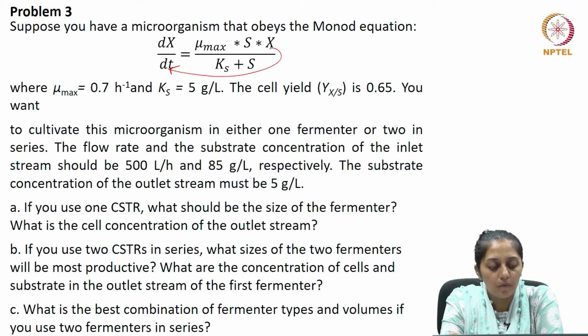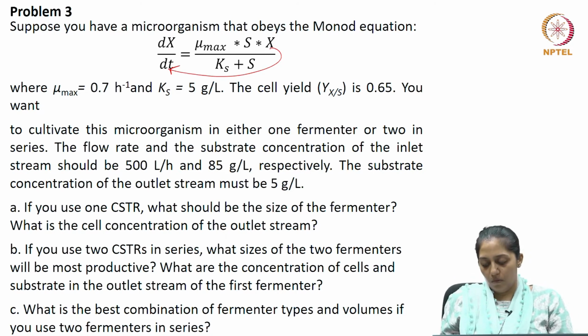Now one would like to cultivate this microorganism in either one fermenter or two fermenters in series. The flow rate and the substrate concentration of the inlet stream should be 500 liter per hour and 85 grams per liter respectively. The substrate concentration of the outlet stream is also defined, which should be 5 grams per liter. So the conversion has been defined. If you use 1 CSTR, what should be the size of the fermenter? What is the cell concentration of the outlet stream?